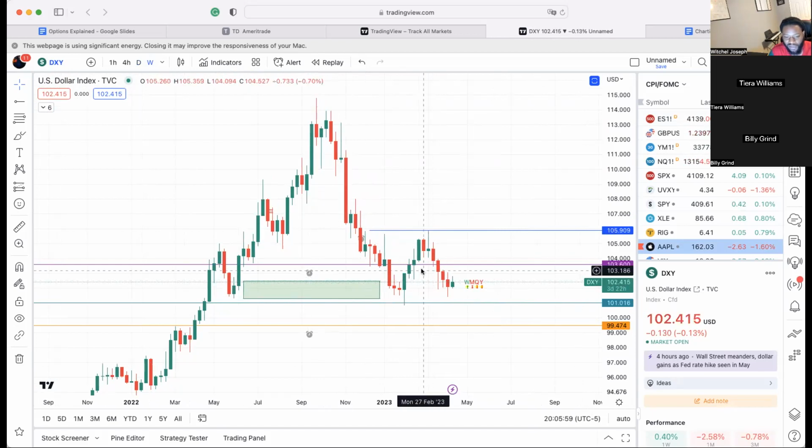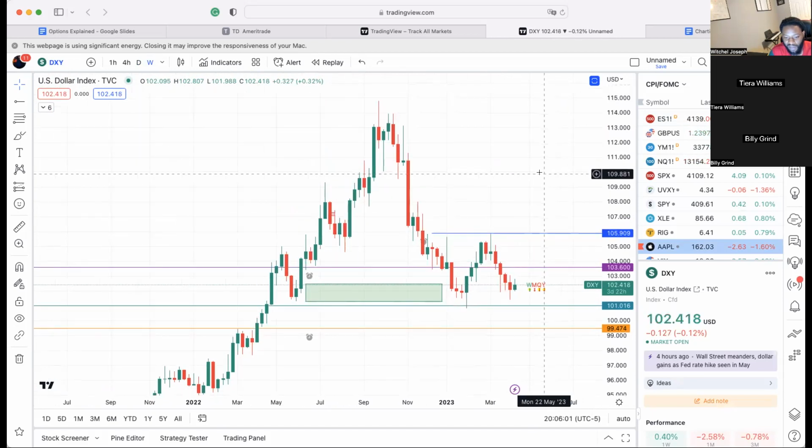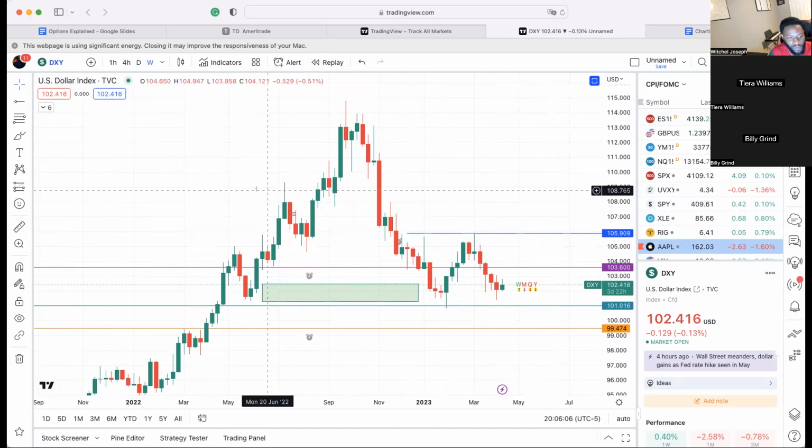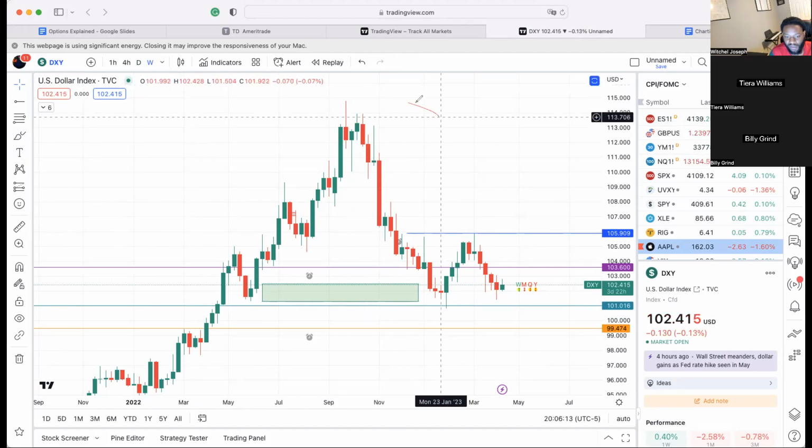Anybody know what this pattern is called right here? Anybody see the pattern? Let me annotate. You got this big part right here, then you got a left one and a right one. You guys see that head and shoulders? Yeah, head and shoulders is one of my favorite patterns.